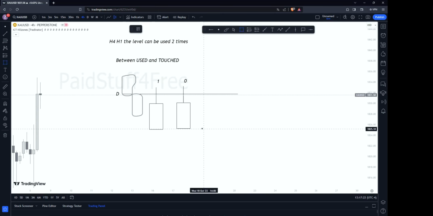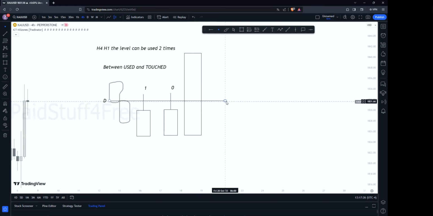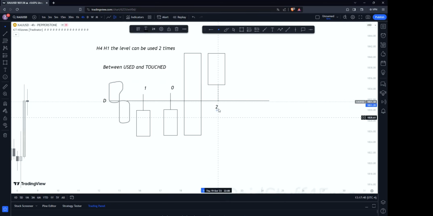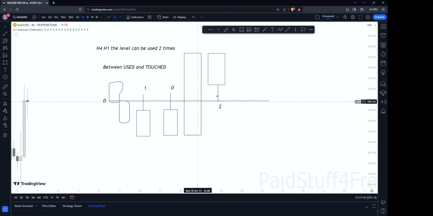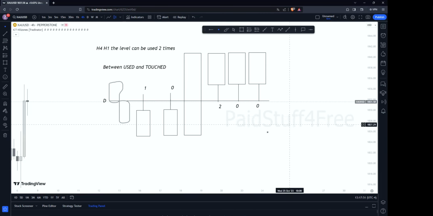Now let's say the price breaks it. It becomes fresh again, so price can give you another use. We're going to touch the key level. Now this one counts as 2. Why 2? Because the level was fresh. Then let's say it touches one more time. So this one is 0. Any questions, guys?